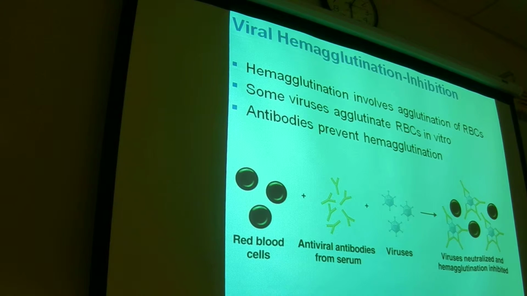The other way you can test for virus is to see if a person has antibodies against the virus. Rather than trying to test for the virus itself, you test to see if the patient has antibodies against the virus. What you can do is mix red blood cells with the virus. If there are no antibodies in the patient's serum, the virus will bind to the red blood cells and cause agglutination. If the patient has antibodies against the virus, the antibody will bind the virus, and it won't allow the virus to bind the red blood cells, and you won't get any agglutination. Okay.